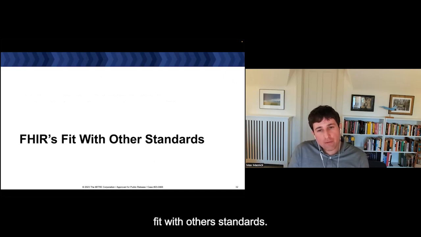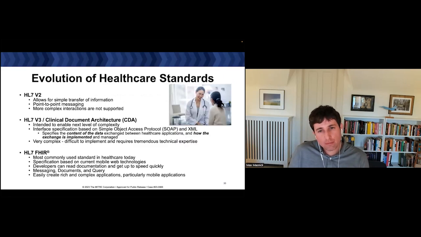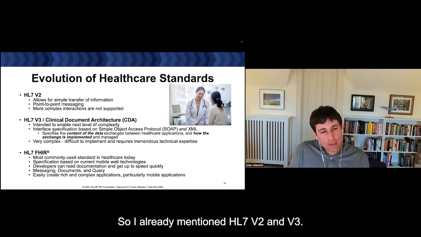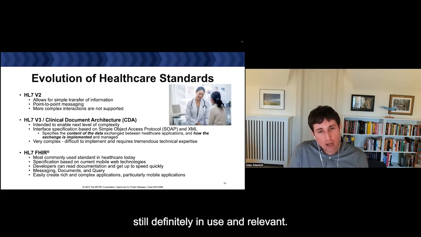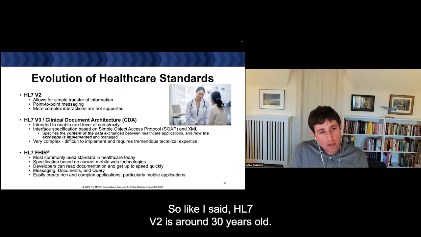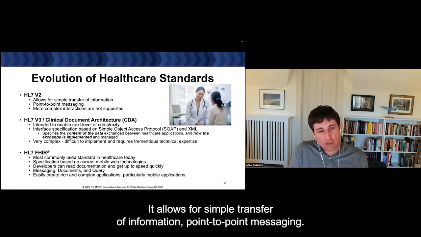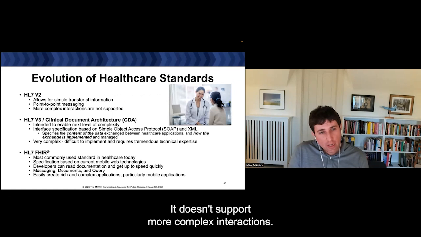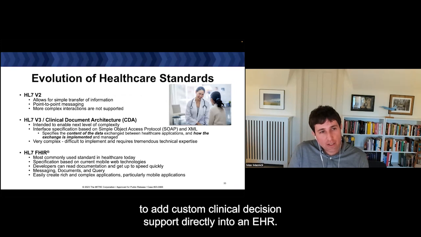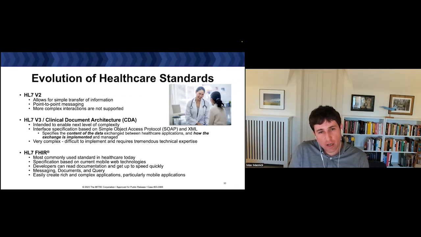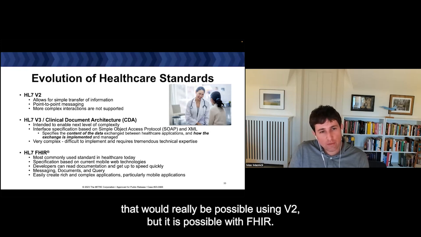I'll talk now about FHIR's fit with other standards. So I already mentioned HL7 V2 and V3. I'll talk in just a little bit more detail about these here as they're still definitely in use and relevant. So like I said, HL7 V2 is around 30 years old. It allows for simple transfer of information, point-to-point messaging. It doesn't support more complex interactions. So for example, that paper that used SMART on FHIR to add custom clinical decision support directly into an EHR, that's not something that would really be possible using V2, but it is possible with FHIR.